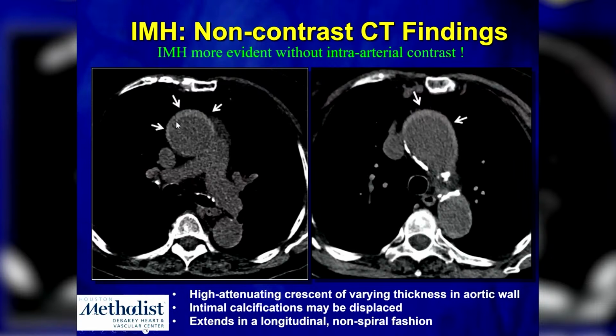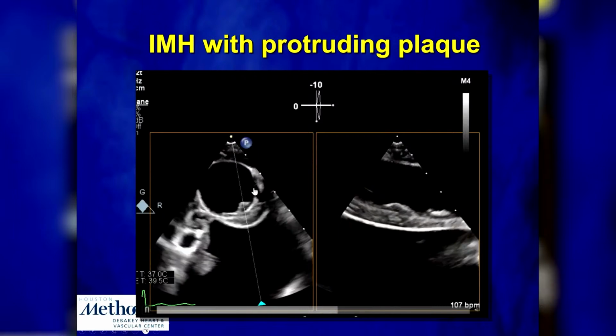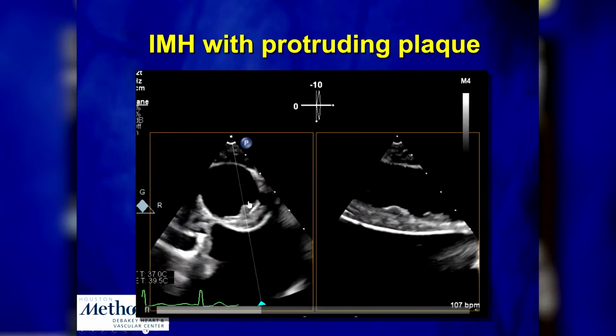And it's always evident before you administer intra-arterial contrast, which is going to decrease the signal to noise ratio, and you're not going to be able to appreciate it. This is an intramural hematoma in the mid-ascending aorta, extending all the way up to the distal ascending aorta and the aortic arch. How does it look on transesophageal echocardiography?